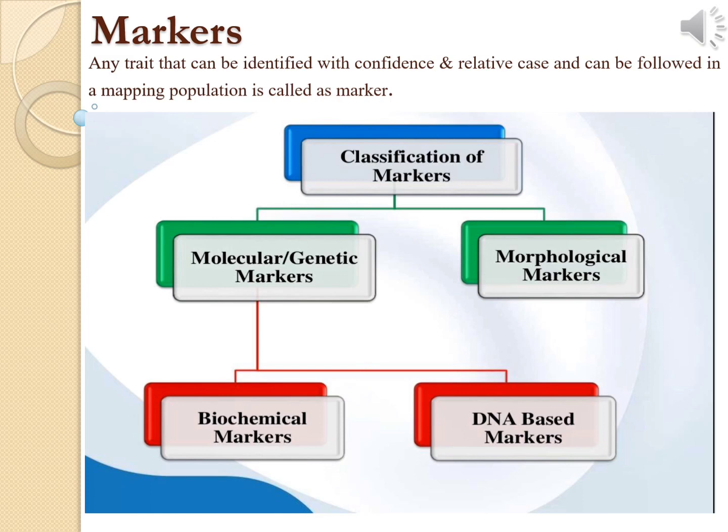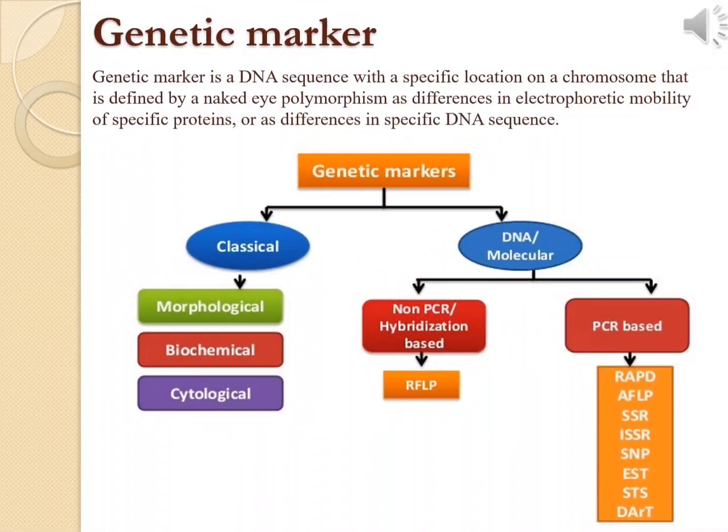Now, a marker can be classified into several groups. For example, molecular or genetic markers and morphological markers. Now, what are molecular or genetic markers? A genetic marker is a gene or DNA sequence with a known location on a chromosome that can be used to identify individuals or species.